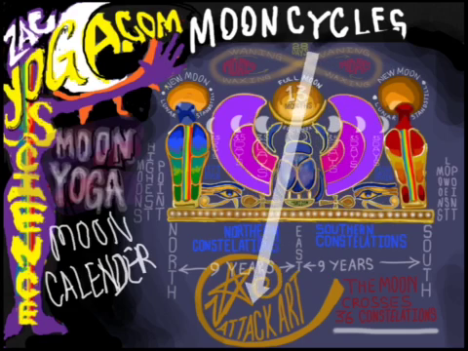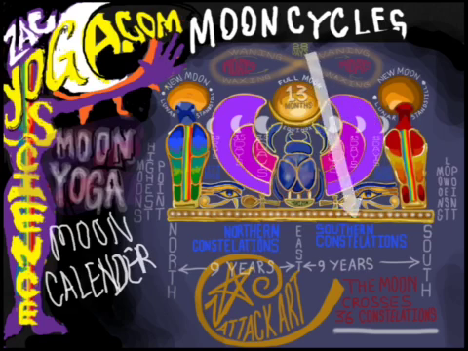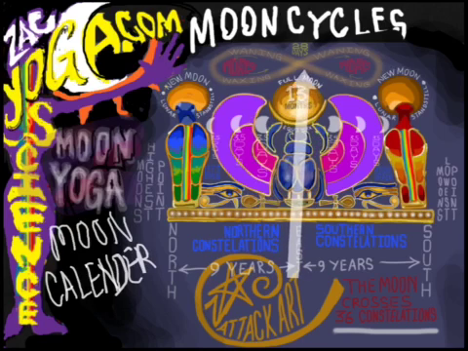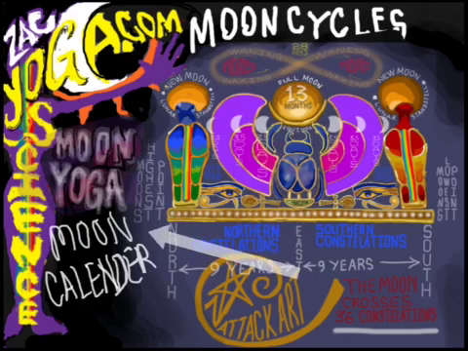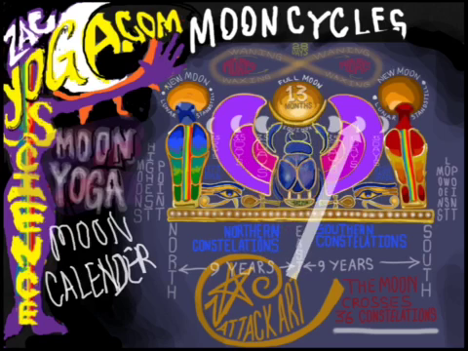So there it is. That's the 36-year, 13 months made up of 28 days lunar calendar, showing you how the moon maps out and the moon cycles throughout the month and throughout the 36-year cycle. Next video coming up.